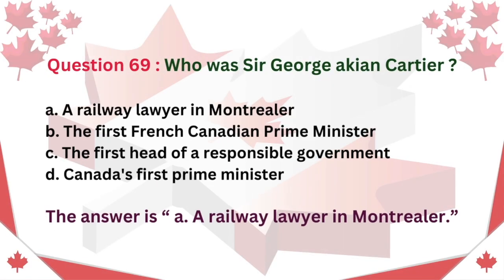Question 69. Who was Sir George-Étienne Cartier? A. A railway lawyer in Montreal. B. The first French Canadian Prime Minister. C. The first head of a responsible government. D. Canada's first Prime Minister. The answer is A. A railway lawyer in Montreal.